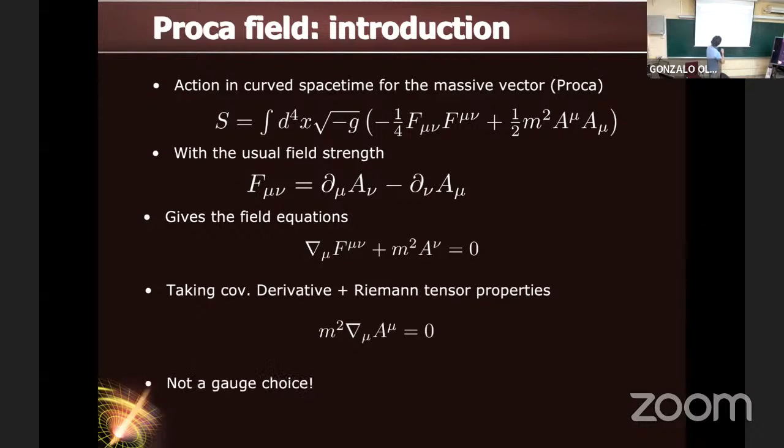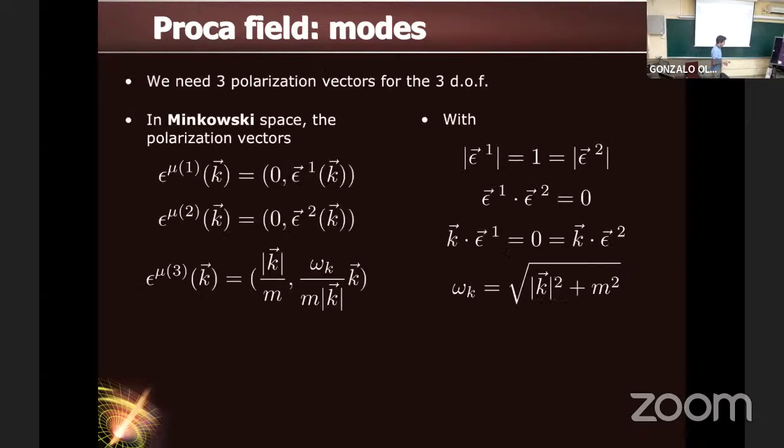And now you can also take a covariant derivative of this whole thing. The covariant derivatives don't commute, but you can use properties of the commutator and the Riemann tensor, all of that, to get this equation. So if the mass is non-vanishing, you will have this exactly. And it's not a gauge choice in this approach because there is no gauge symmetry. It's kind of one of the advantages.